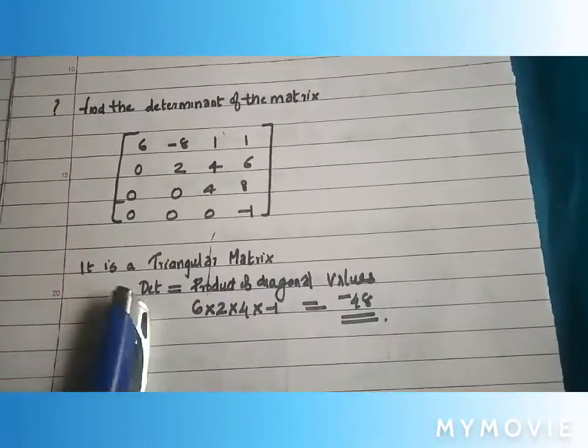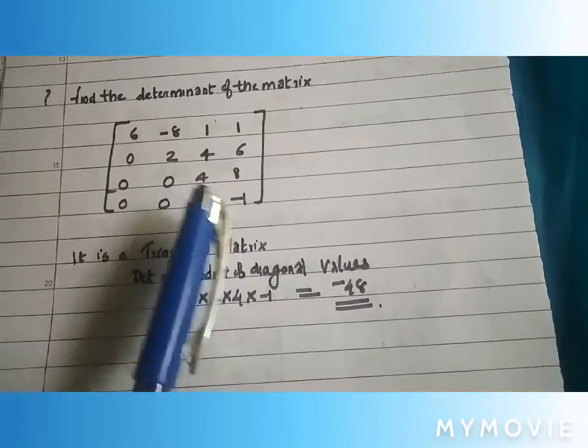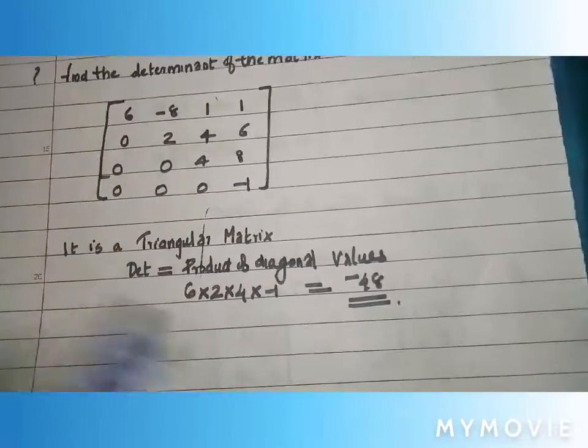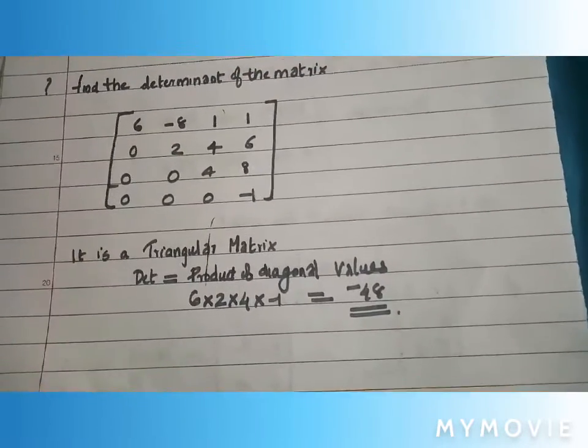Okay, here the determinant is equal to 6 into 2 into 4 into -1, that is equal to -48 as the answer of this determinant.